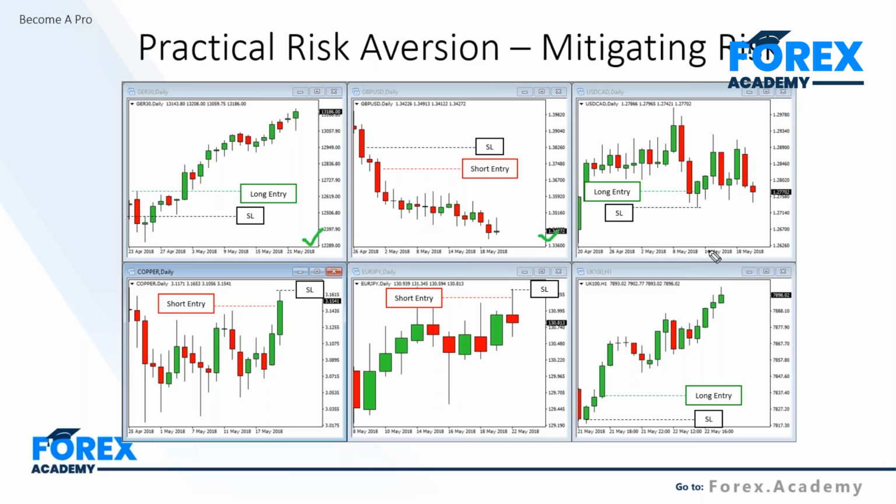And we have a long entry here in the dollar CAD as well. So effectively, we're looking to capture some dollar momentum to the upside. As we can see, cable is trading lower as well. As a result, now our stop loss is just at the lows here. So that's absolutely fine. We have a short entry here in the copper market. Again, stop loss above the high.